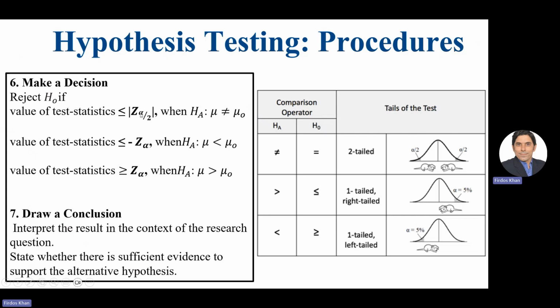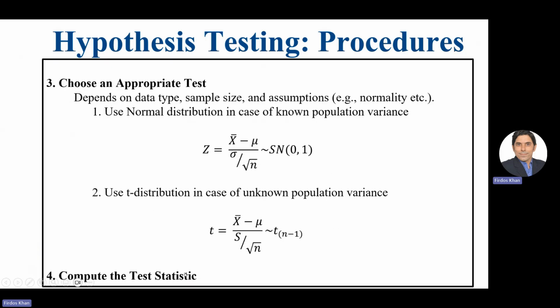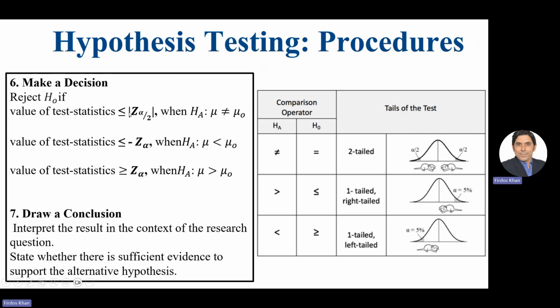If the value of the test statistic you calculated in the fourth step is less than or equal to minus z alpha by 2 or greater than or equal to z alpha by 2, like here, this is for a two-tailed test. This is minus z alpha by 2 and this is z alpha by 2. So this is the rejection region on the left side and this is the rejection region on the right side for a two-tailed test. If the value of the test statistic is less than or equal to this point or greater than or equal to this point, we reject the null hypothesis. And if the value lies in this region, we accept the null hypothesis.